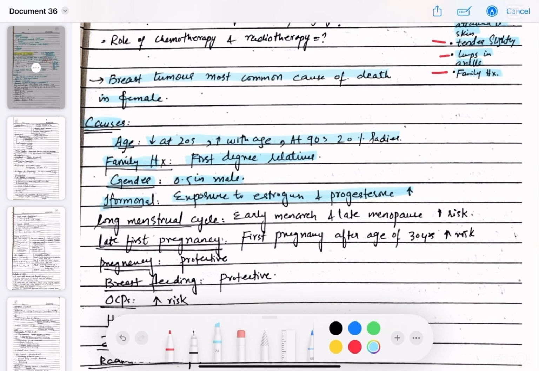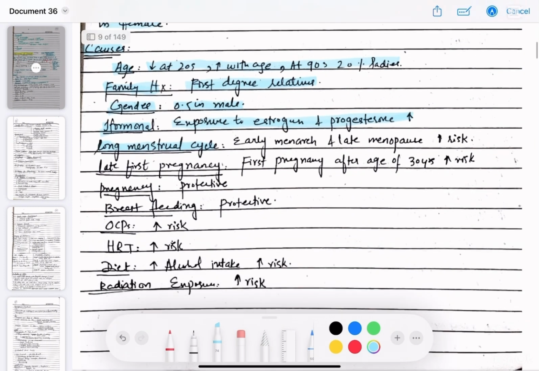Then a long menstrual cycle is also a risk, that is, early menarche and late menopause increase the risk, and late first pregnancy, that is, first pregnancy after the age of 32 years. Pregnancy is protective. Okay, breastfeeding is protective. Oral contraceptive pills increase the risk, and hormone replacement therapy increases the risk. Diet, increased alcohol intake, increases the risk, and radiation exposure increases the risk. Okay, these are the risk factors for breast carcinoma.